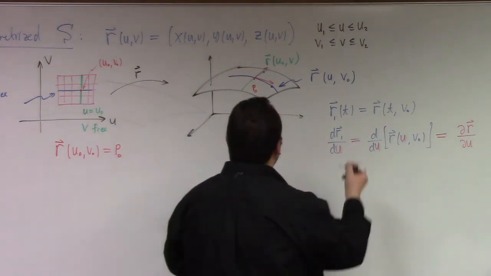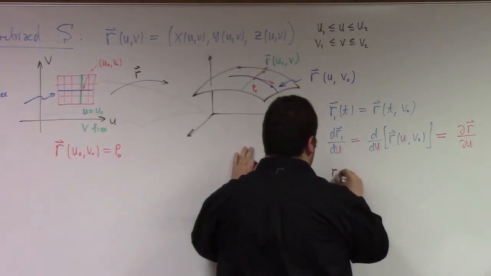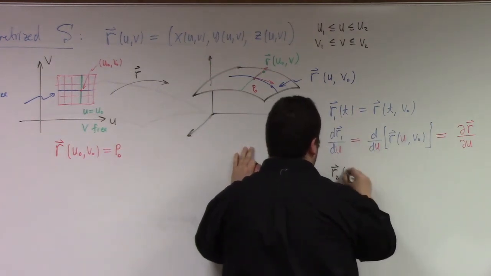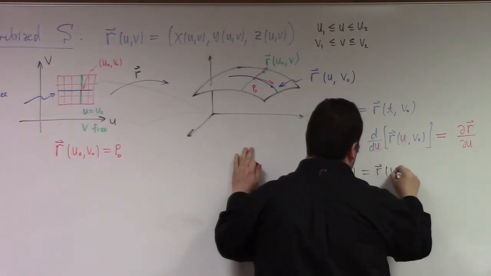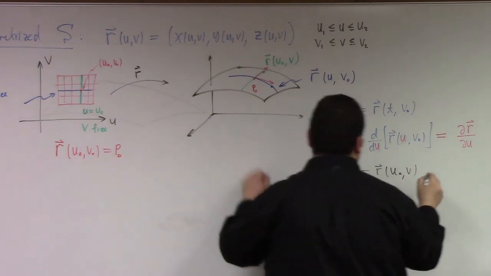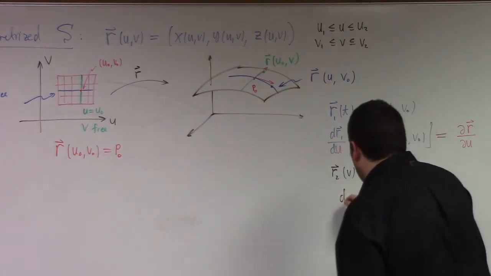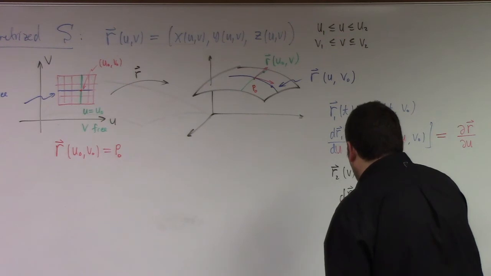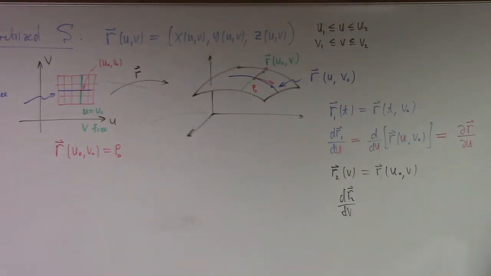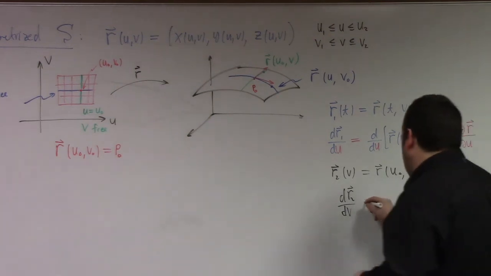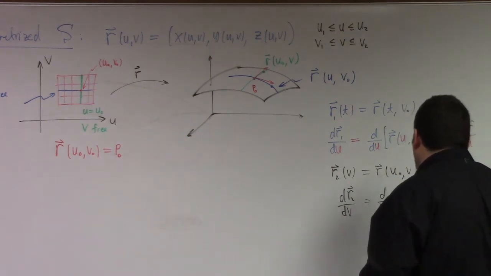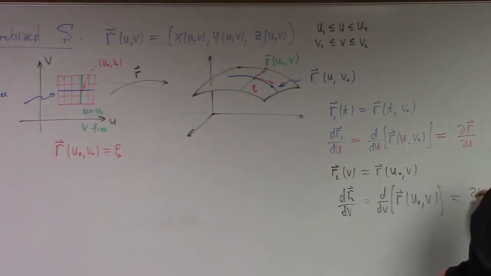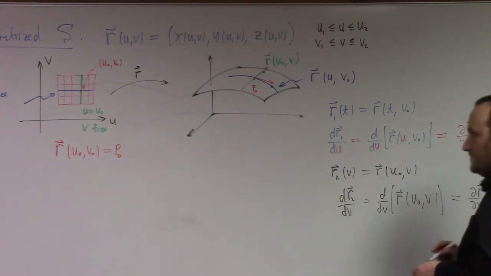And then on the other hand, the R2, right? If we say R2 of v is R of u naught comma v, right? Well then dr2 dv, which of course would be the velocity vector field to the blue curve. Well, that's nothing more than d dv of r of u naught v. So we're holding u fixed and we're varying v. That's exactly what we mean by partial r, partial v.